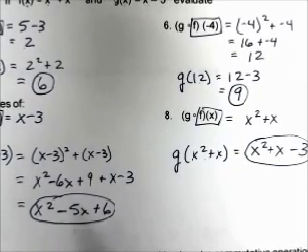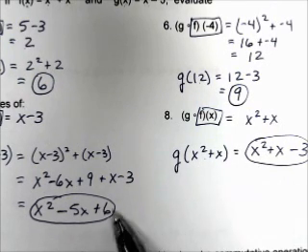If we look at our results here of f of g of x and g of f of x, they are not equal. So the composition is not what we call a commutative operation.